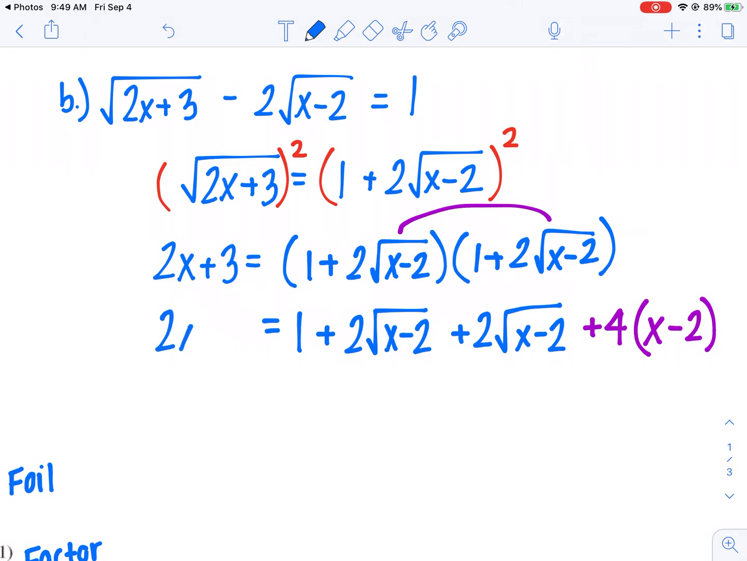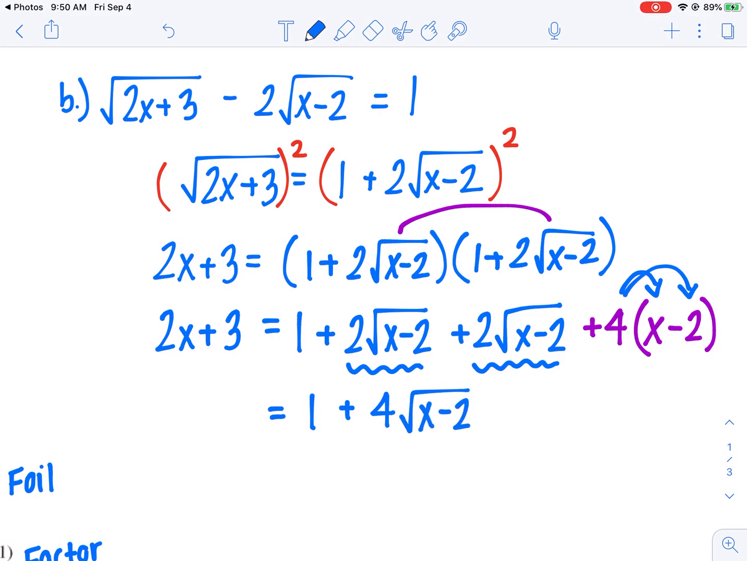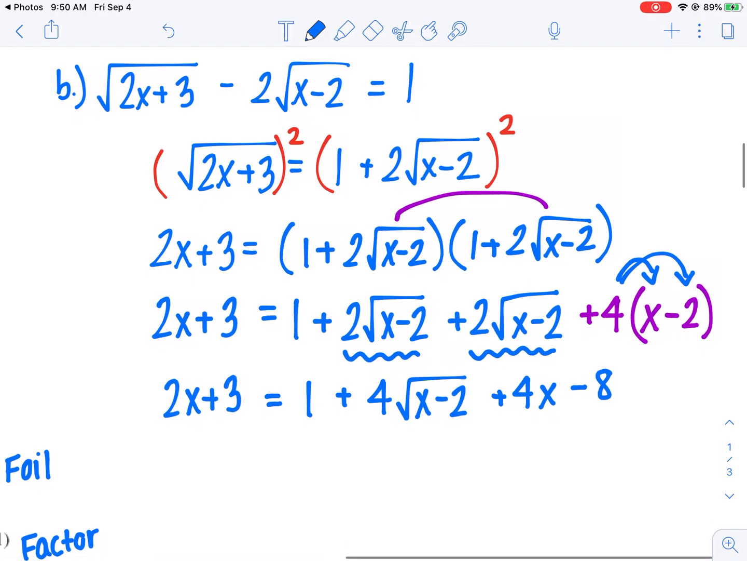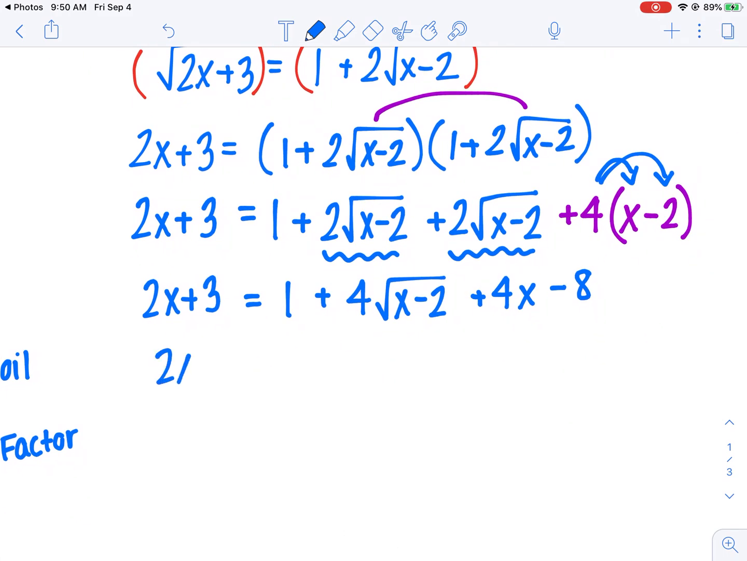Okay, this is the left side. Now we're combining like terms. I'm going to distribute here. I get 1 plus these are like terms. So I have 4 x minus 2's in a square root. I have plus 4x and a minus 8. Going to combine some more like terms. I notice the 1 and the negative 8 can combine. And I can actually move them to the other side. Oh, that will be nice.